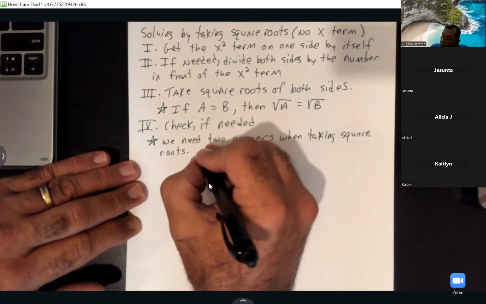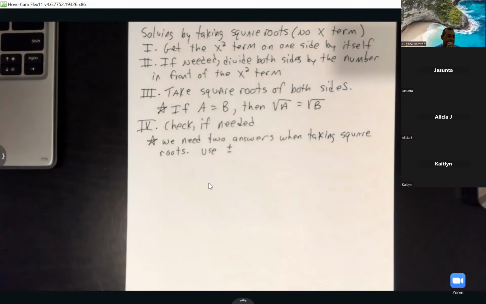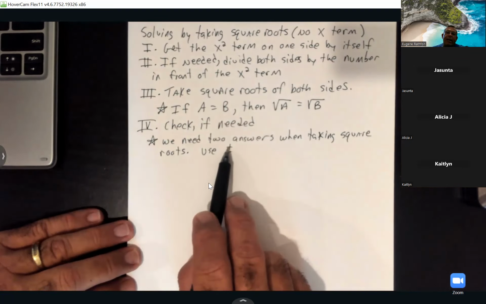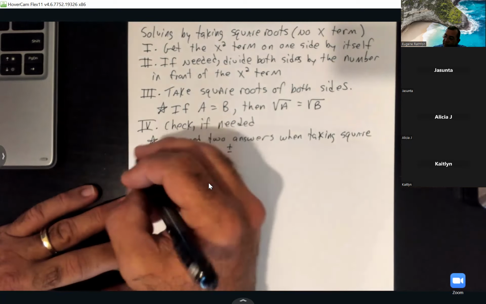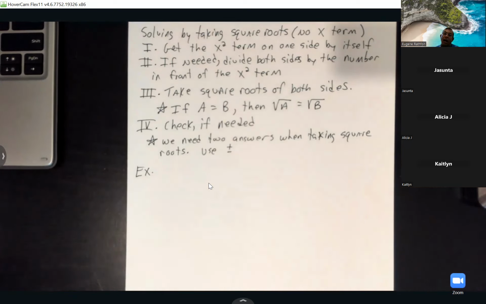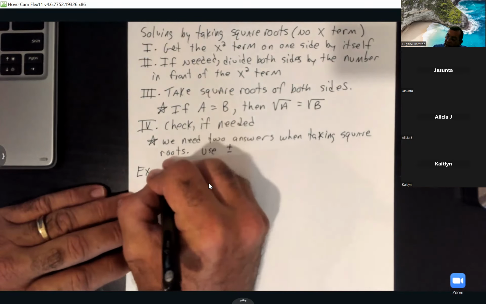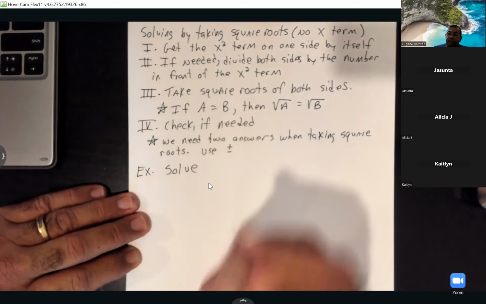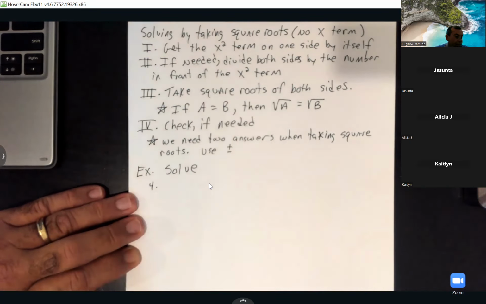So a lot of times I'm going to use the plus or minus. That sort of gives a shorthand. The plus and minus tells me that it can be a positive or a negative number, okay? And I'll tell you what, I like these a lot better than I like factoring because they're a lot quicker. So let's see. These are going to say solve. And these start at number 4.